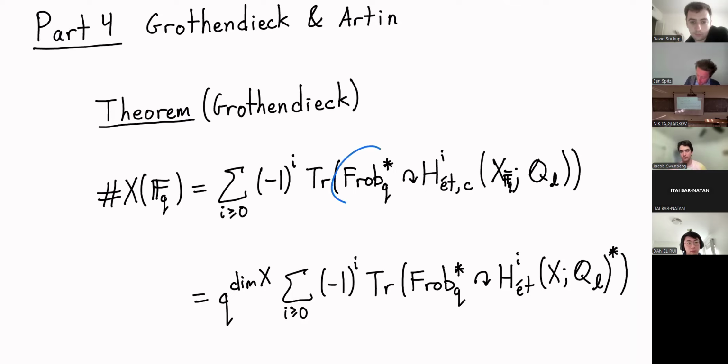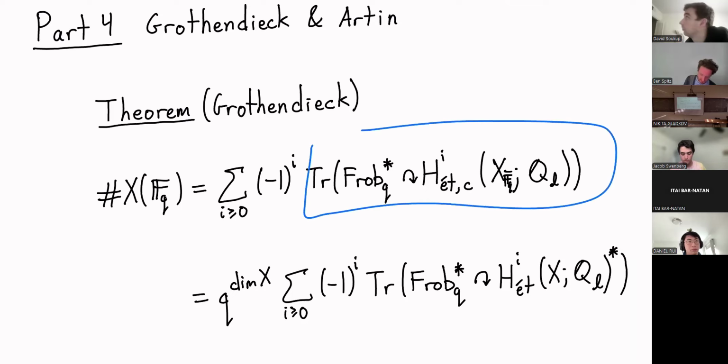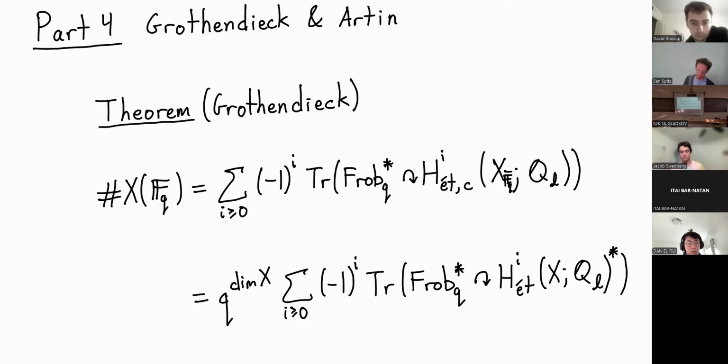And it's true that you'll get an action of the Frobenius map on those cohomology groups. And you can take the traces of those actions, and you can take the alternating sum of those traces, and it will give you the number of fixed points. All right.